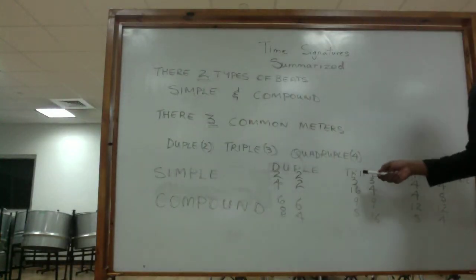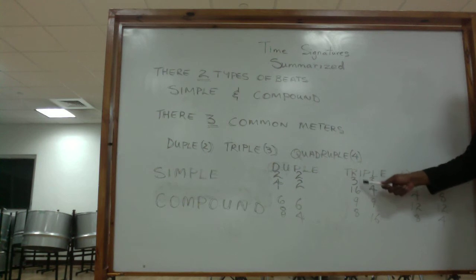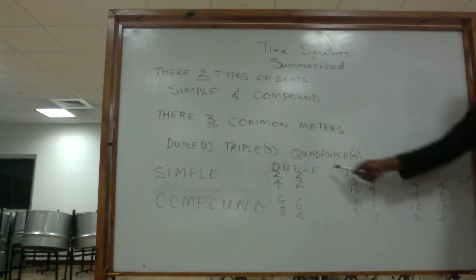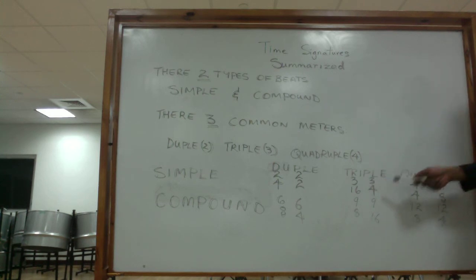Let's look at triple. Triple, 3 beats. Hope you're seeing this. We have 3 sixteenth notes. Simple triple. 1, 2, 3. 3 sixteenth notes, pretty straightforward. 3/4, or waltz time. 3 quarter notes, 3 crotchets, 1, 2, 3.